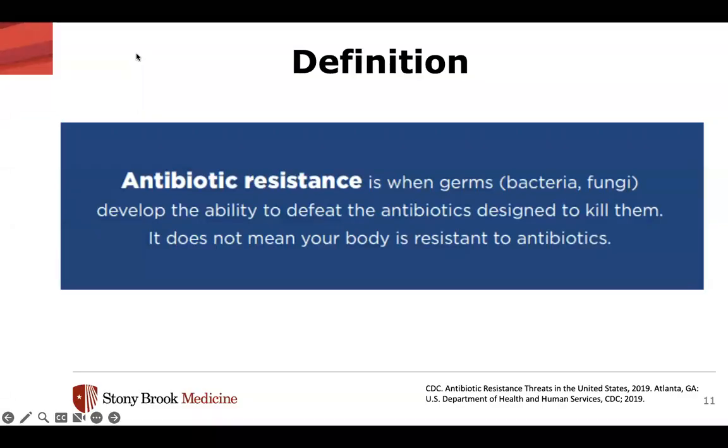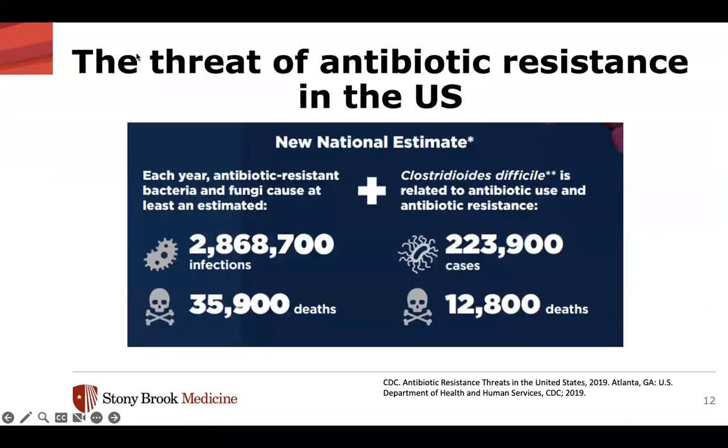Per the CDC, the definition of antibiotic resistance is when germs like bacteria or fungi develop the ability to defeat the antibiotics designed to kill them. It does not mean that your body is resistant to antibiotics; it's the bacteria or fungi that are resistant. On the threat of antibiotic resistance in the US, some stats from the CDC: each year antibiotic resistant bacteria, our MDRO or multi-drug resistant organisms, cause an estimated at least 2 million infections and 3,500 deaths, which is a lot.